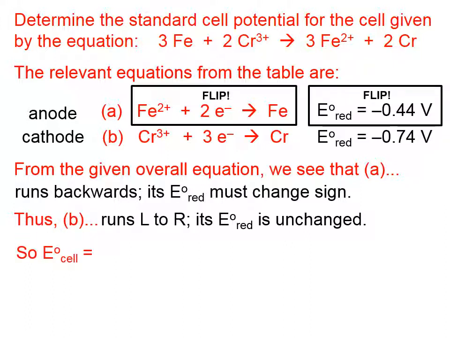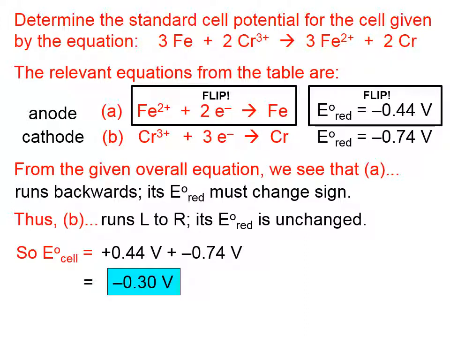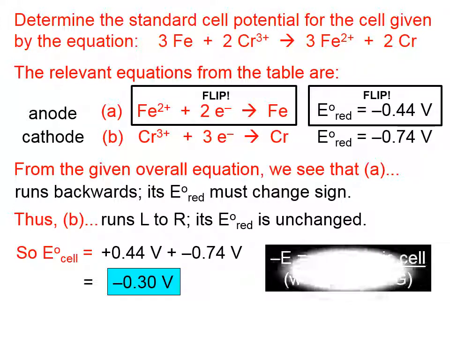What we're going to do is add up the two standard potentials. We're going to flip that first one to make it positive, and we're going to leave the second one as is. That gives us a value of negative 0.3 volts.